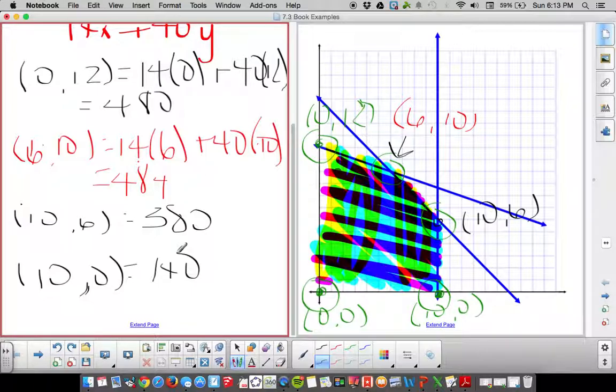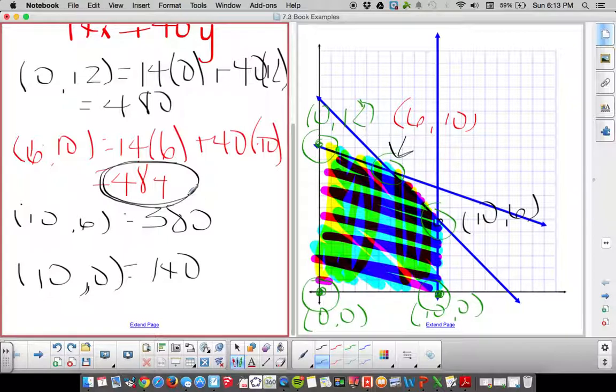So we can see my maximum occurs at 610. That means that we have a maximum profit of $484 when she raises 6 goats and 10 pigs.